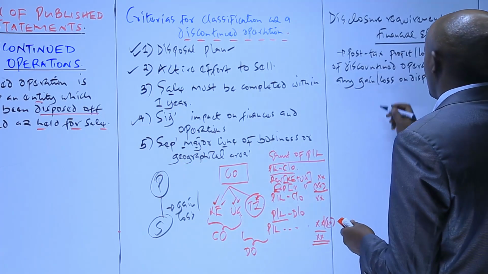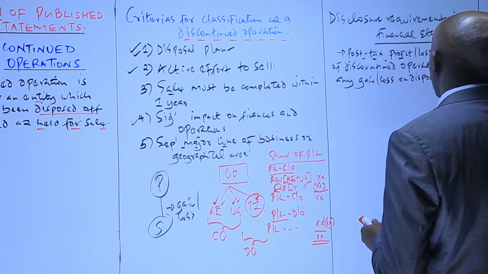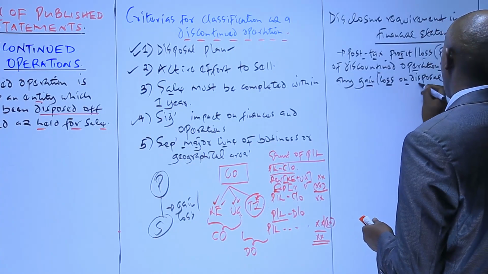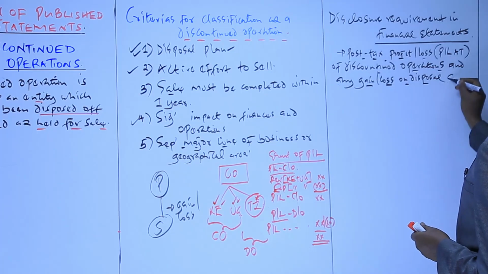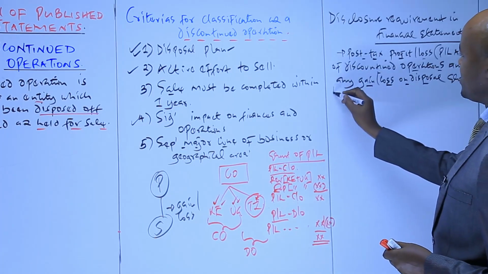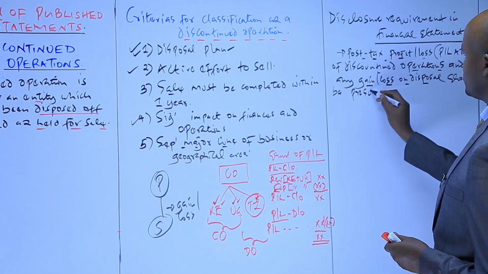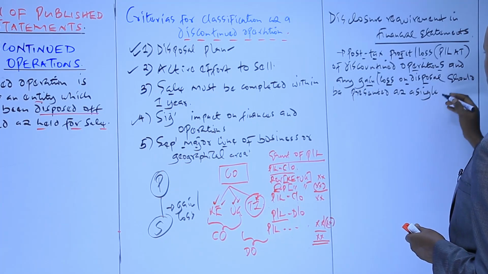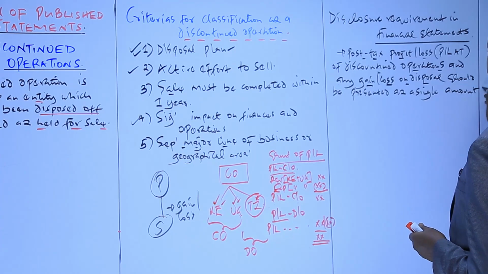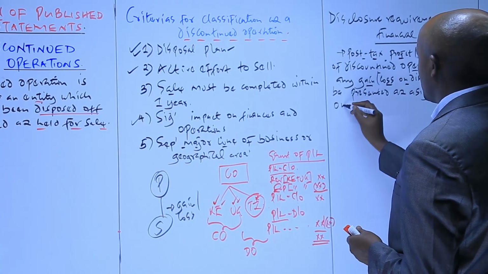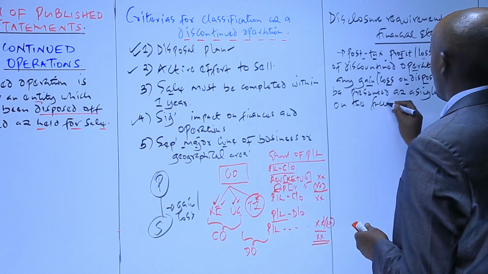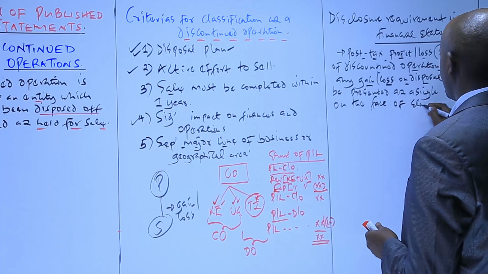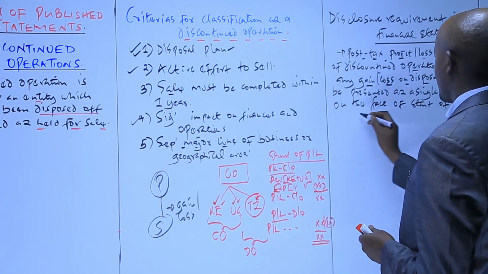So the post-tax profit or loss from discontinued operation and any gain or loss on disposal should be presented as a single amount on the face of the statement of comprehensive income.